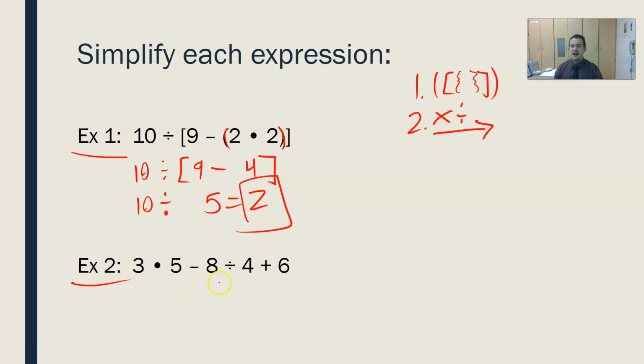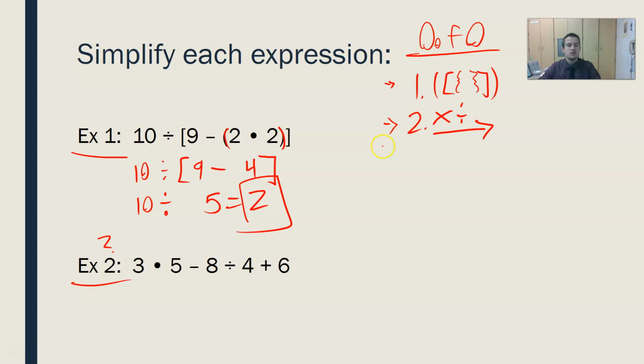I have 3 times 5 minus 8 divided by 4 plus 6. So first step in my order of operations, I need to look for grouping symbols. Are there any grouping symbols here in example number 2? No. There are no parentheses, there are no brackets, there are no braces, there are no fractions, nothing like that. So I can go ahead and skip straight to step 2.